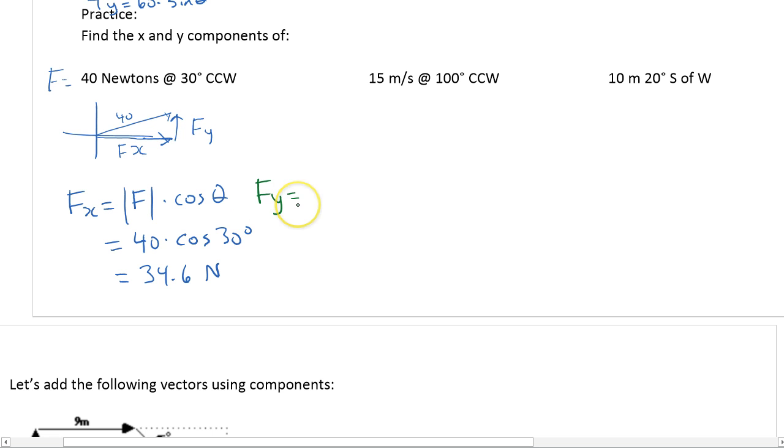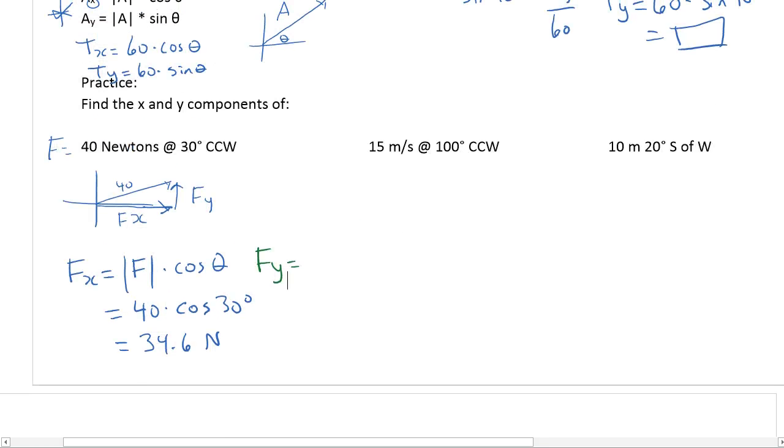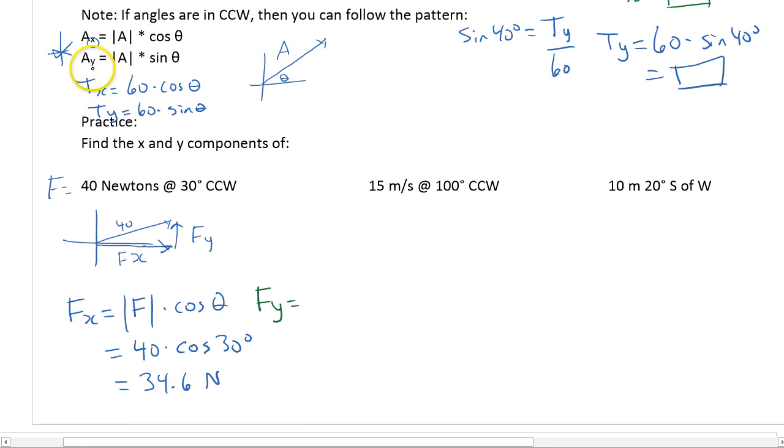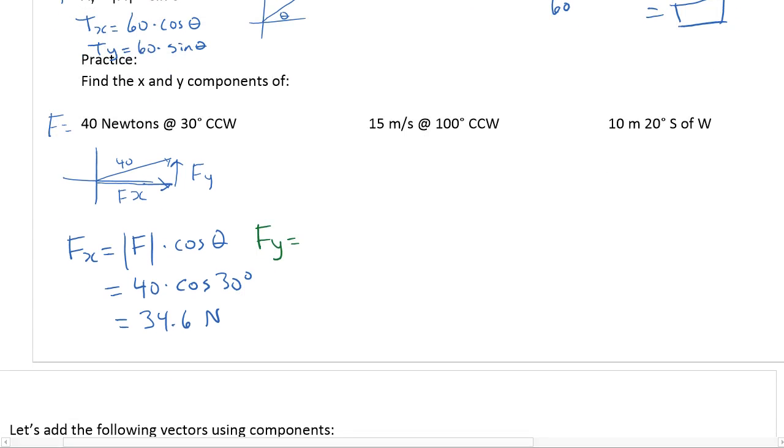The Fy, very similarly now, looking over, just remembering that the y component is whatever the magnitude is multiplied by the sine. So it's going to be the absolute value of F multiplied by the sine of theta. So that will be equal to 40 times the sine of 30 degrees. For those pre-cal students with an excellent memory, you'll say, hey, sine of 30 degrees is a half. 40 times a half turns out to be 20 newtons.